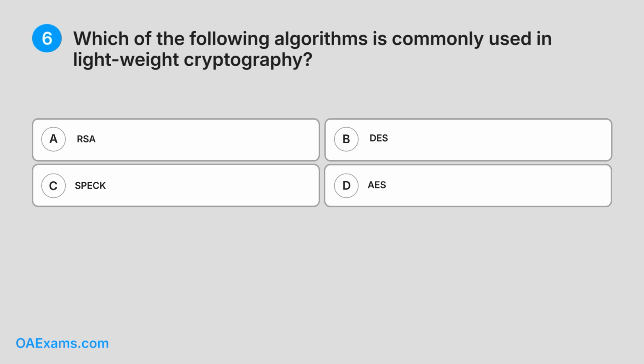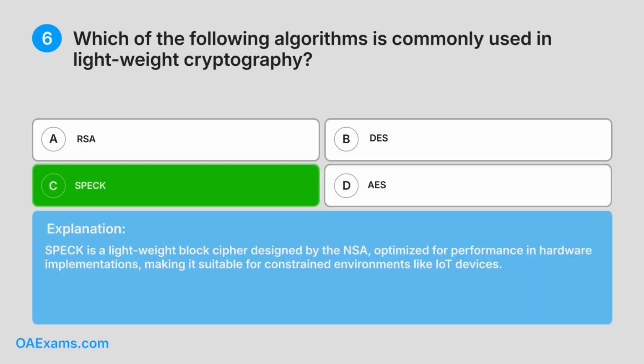Correct answer: C. SPECK. Explanation: SPECK is a lightweight block cipher designed by the NSA, optimized for performance in hardware implementations, making it suitable for constrained environments like IoT devices.